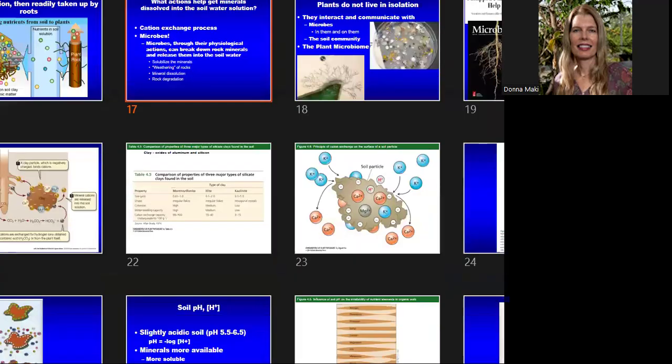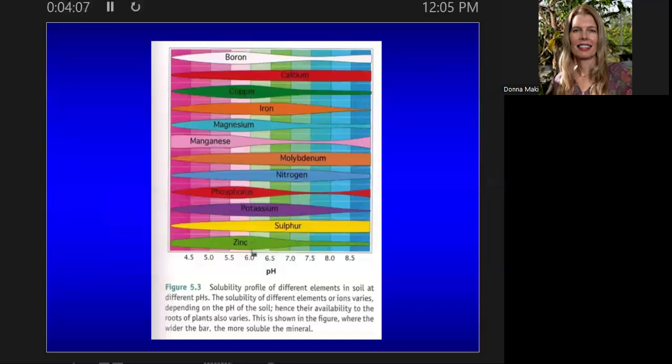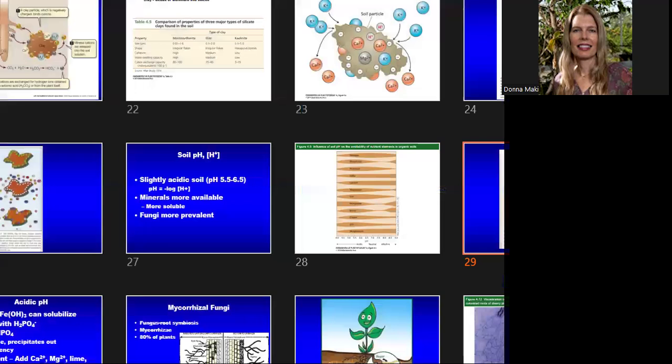We've considered the idea that soil pH does play a role in terms of how soluble the minerals are in the water solution of the soil. And so where you see the fatter bars here is where it's more available. So 5.5 to 6.5 for most minerals is the pH range that seems to be the most available. And so, let's see. All right, and so the acidic soil system, we talked a little bit about that as well.